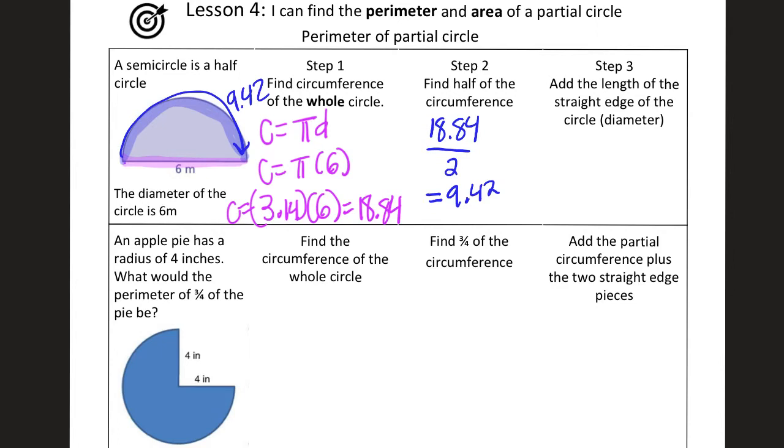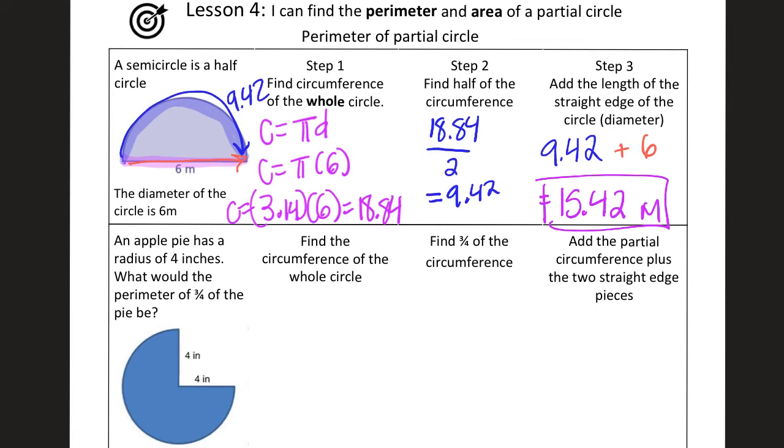But I also have to include this straight part, so I'm going to add those together. Okay? So 9.42 plus 6 is 15.42 meters. Okay?